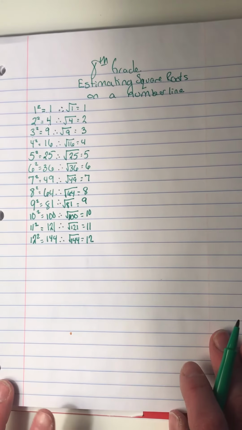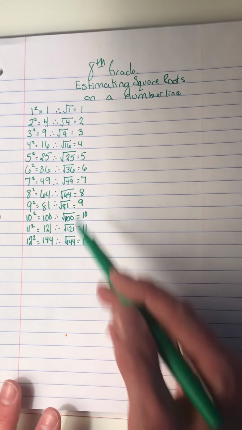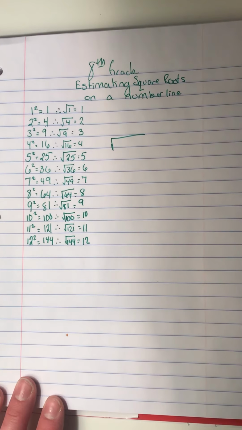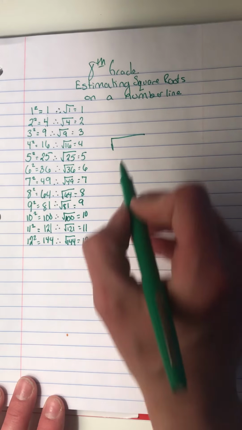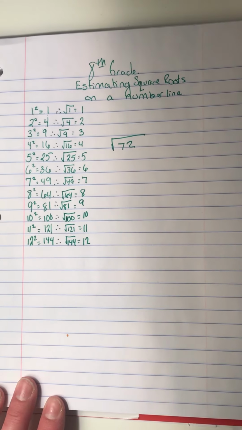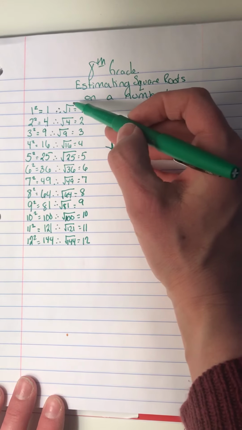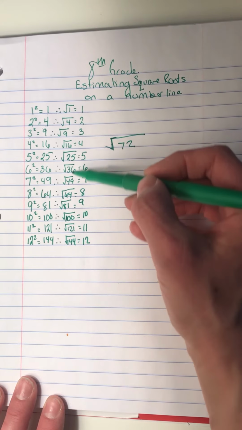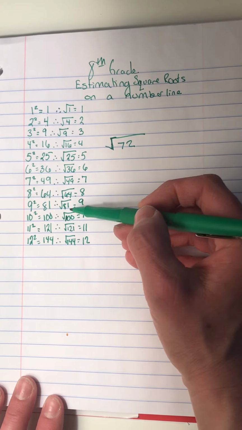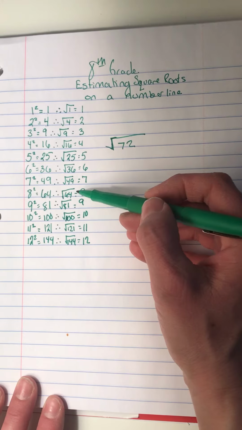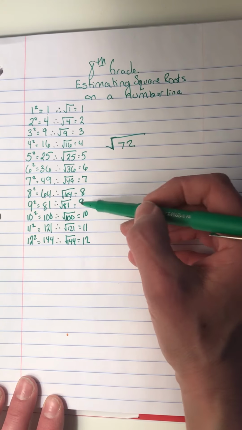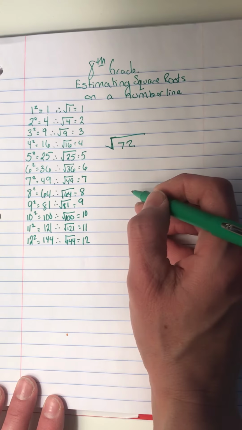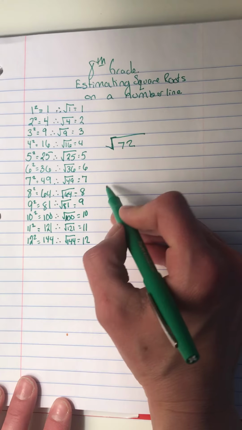Now, on your worksheet, they give you ones that are not perfect squares, and you have to estimate where they go on the number line. So say they want you to estimate the square root of, let's go with 72. So the square root of 72, I'm going to look here, and I'm going to see where 72 is going to be in between. So 72 is somewhere in between 64 and 81. And it's pretty much right in the middle.